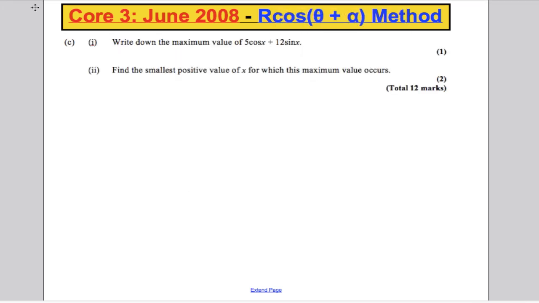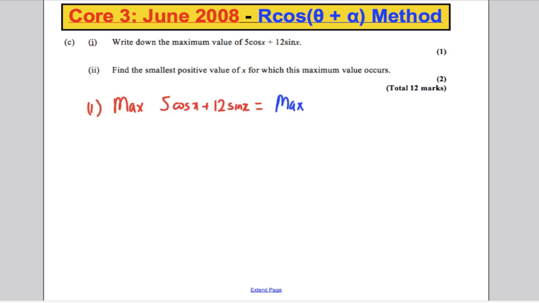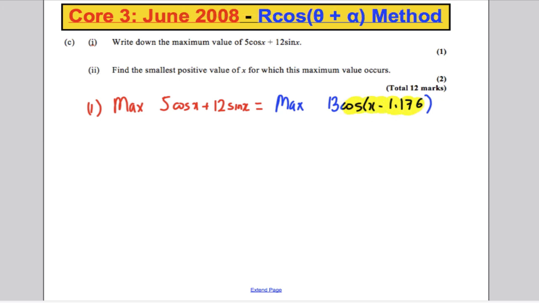Okay, moving on to the last part, write down the maximum value of this. Well, the maximum value of 5 cos x plus 12 sine x, well surely you can see that that's the same thing as the maximum value of 13 cos x minus 1.176, and clearly that happens when cos of this here is equal to 1. So the maximum value must be equal to 13.